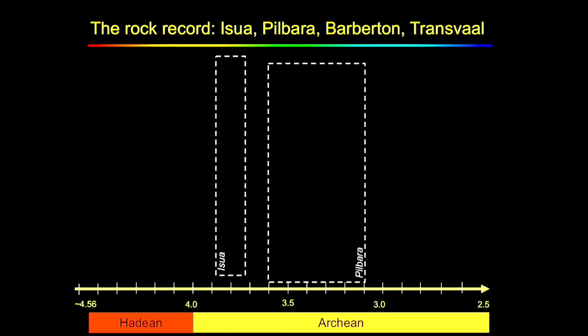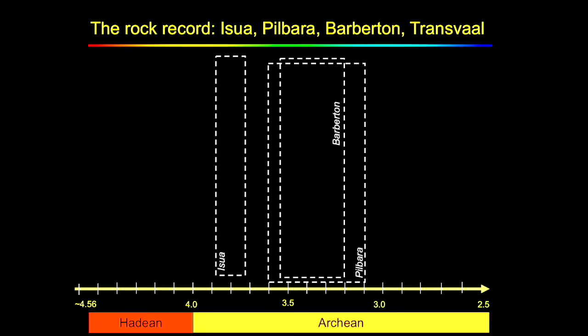Then we have the Pilbara in Australia, anywhere between 3.6 and 3.1. And pretty much at the same age, we have Barberton in South Africa, anywhere between 3.57 and 3.2, more or less. And then these are the 3 big data points that we have for the early Archean. And these are fragmentary, these are all greenstone belts, but it's all we have.